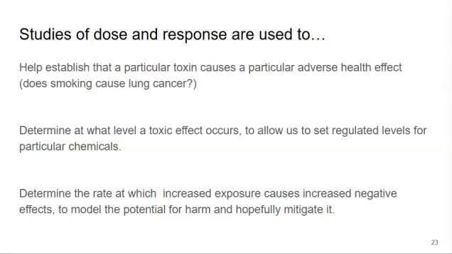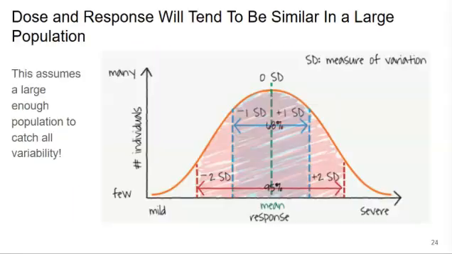Studies of dose and response are used to determine at what level a toxic effect occurs to allow us to set regulated levels for particular chemicals. And these sorts of studies are also used to determine the rate at which increasing exposure causes increased negative effects, so that we can model the potential for harm and hopefully mitigate it.